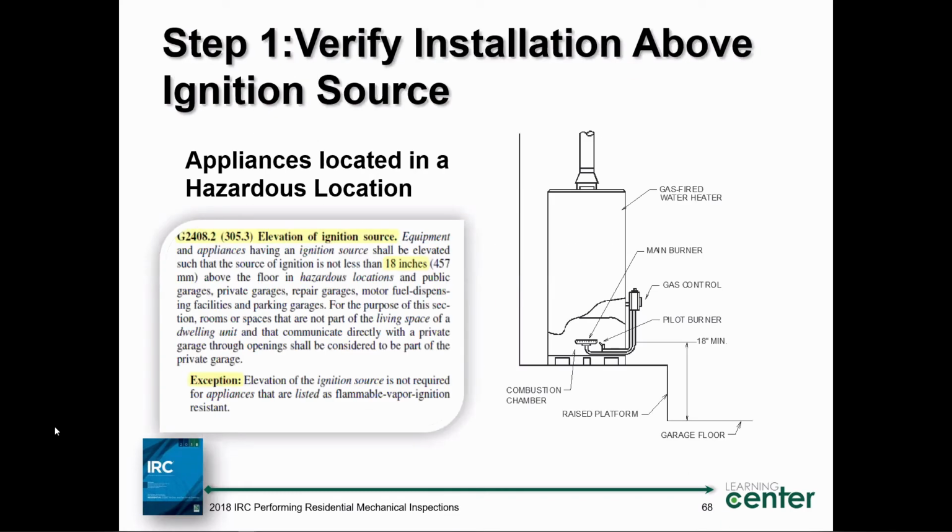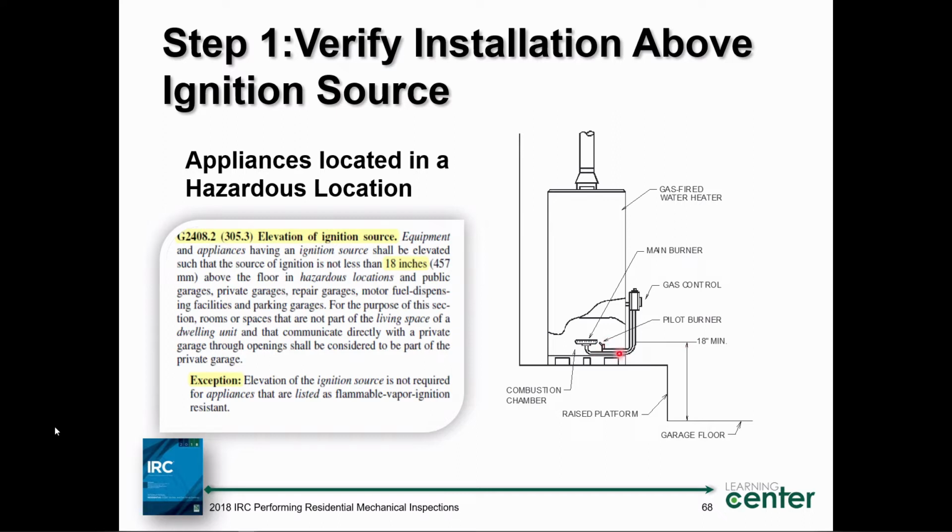Hey, do you recognize this? I'm having a flashback. How about you? Doesn't that look familiar? We have to elevate the ignition source. I'm in chapter 24 now. Guess what I found in chapter 24? The same information that we found in chapter 13 for that oil-fired elevation above ignition source. This is for gas appliances. It reads almost exactly the same. The criteria is the same. I need at least 18 inches above the finished floor to any source of ignition.